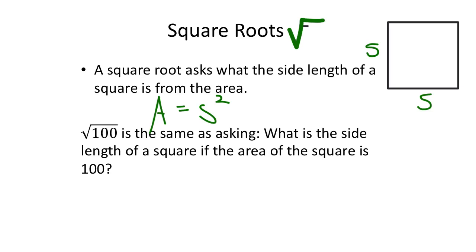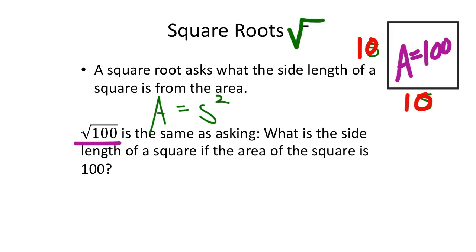Now in this example, this one right here, it's the square root of 100. Again, it's the same thing as asking, what is the side length of a square if the area of that square is 100? So in this square, let's say that this area is 100. What would the side lengths be? It's got to be some number multiplied by itself, right? Because it's side length times side length. In that case, you'd know that it's 10 times 10.